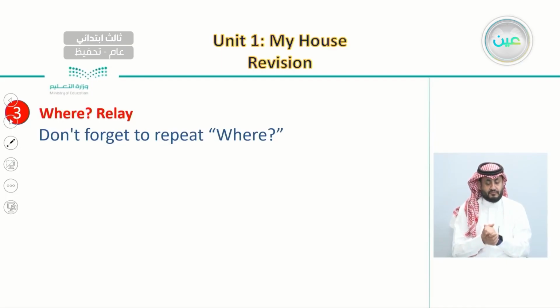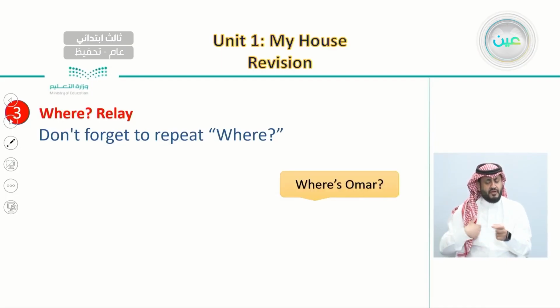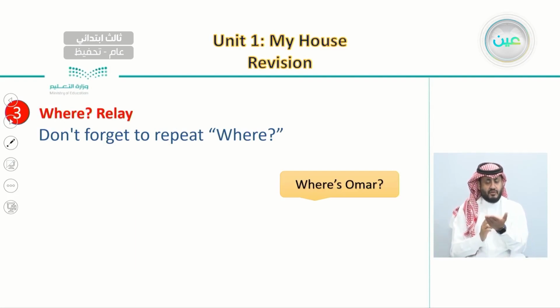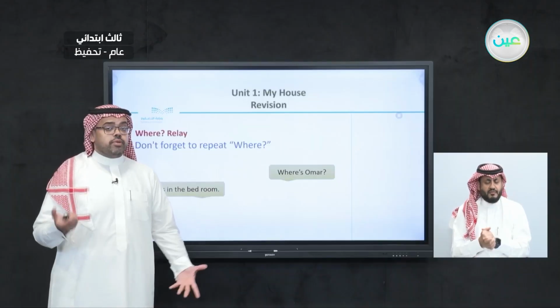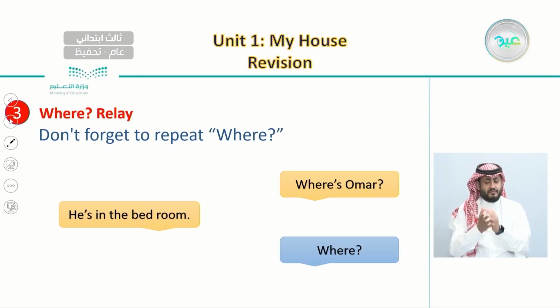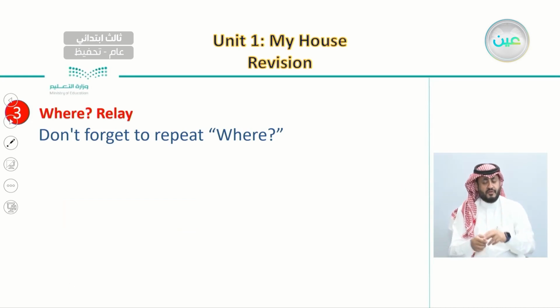And not only with Hashim, you can choose anyone from the group you have. You can ask about them. For example, here, "Where is Umar?" And then they would think of a place. They would say, "He is in the bedroom." And then you would repeat the word "where." They would say, "He is in the bedroom."